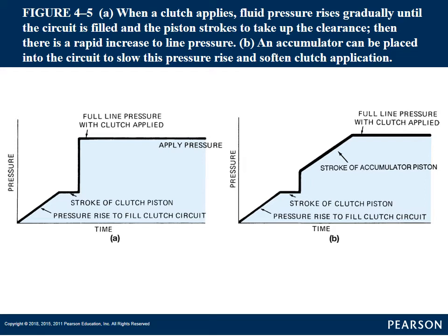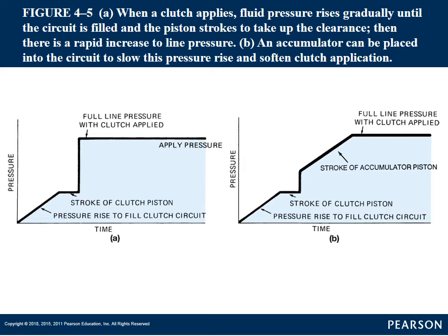If you look at diagram A, you'll see that the line starts to gradually rise. This is the pressure rise to fill the clutch circuit. That's all the passages, accumulator if it has one, into the actual housing that holds the clutch pack or the servo that applies the band. Okay. The next line is the actual stroke of the clutch piston or the stroke of the servo that's applying the band.